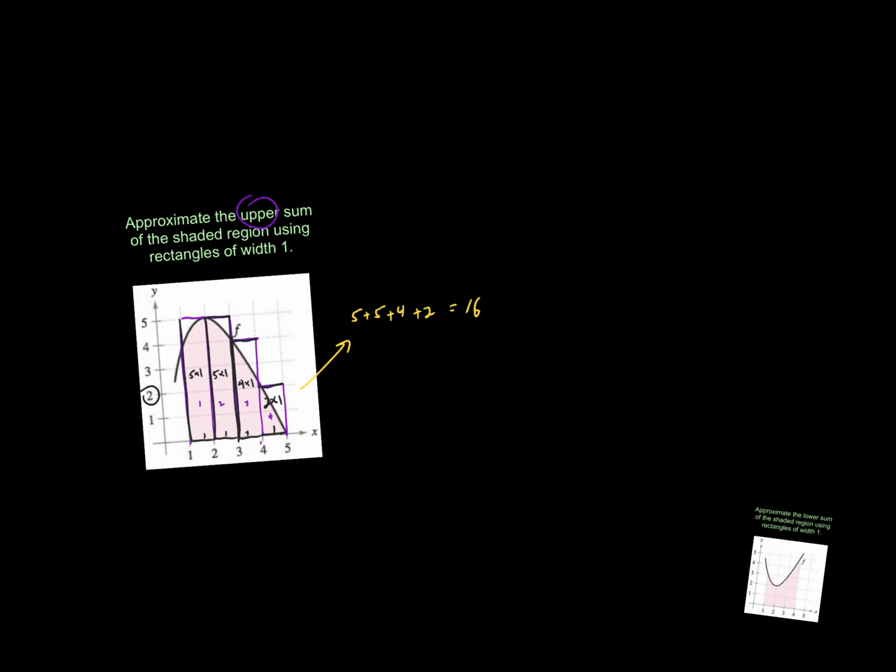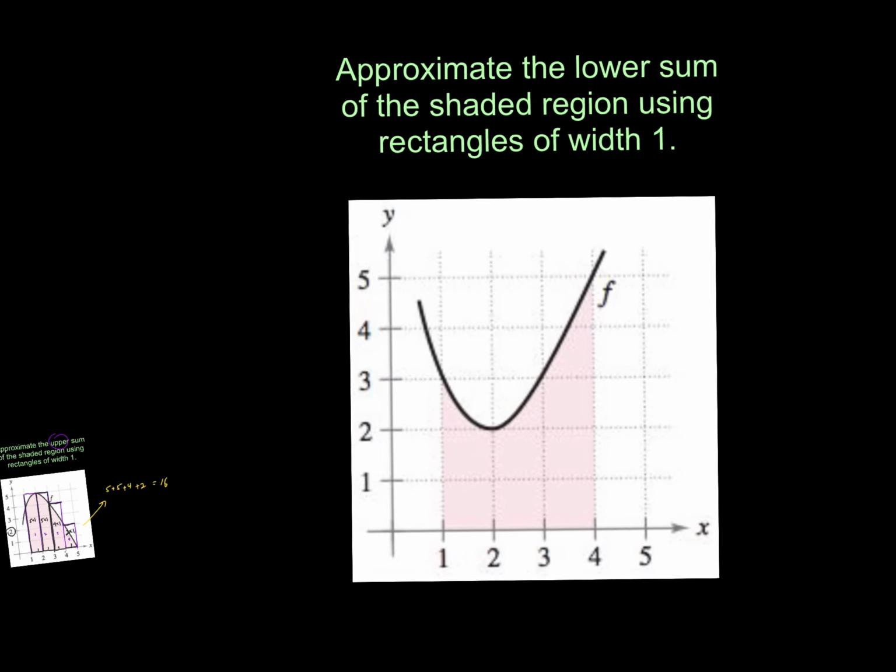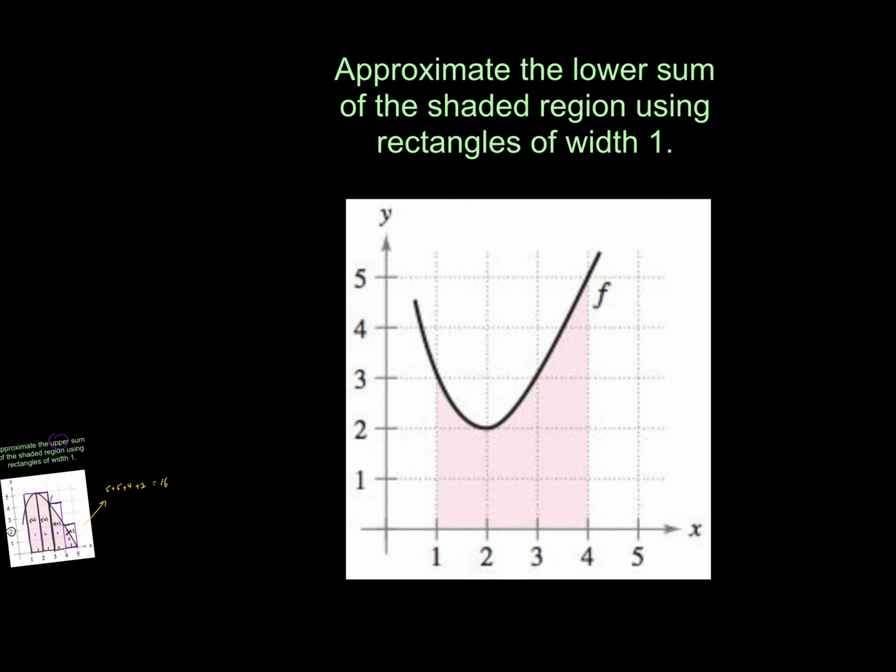Now, how about an example with a lower sum, approximating a lower sum. All right, so here's another one, and it says approximate the lower sum of the shaded region using rectangles of width 1. Width 1 makes it easy to work with here. In this case, the shaded region is going from 1 to 4. Widths of 1 means we have 3 shaded regions, 3 rectangles.